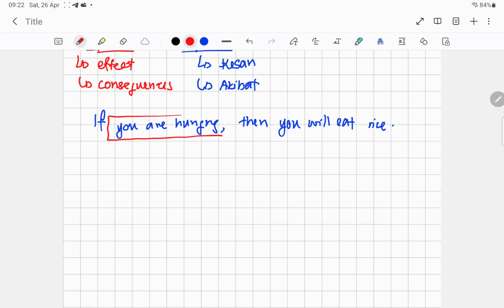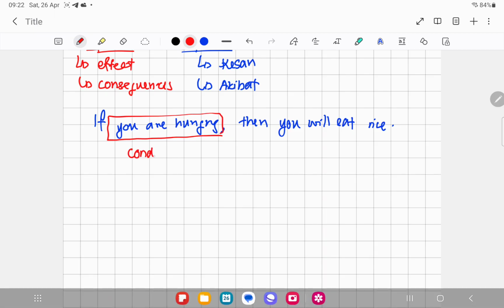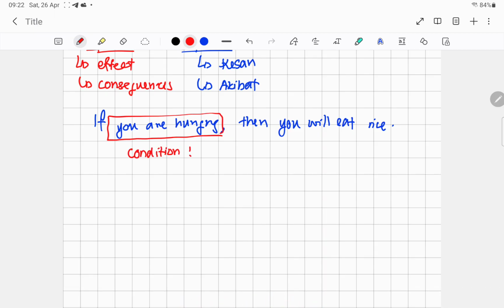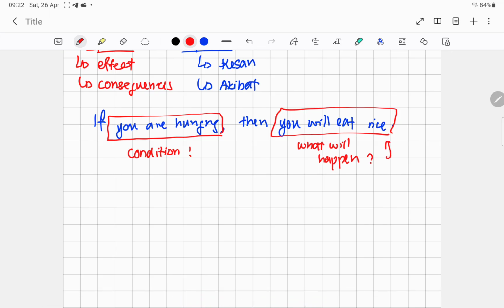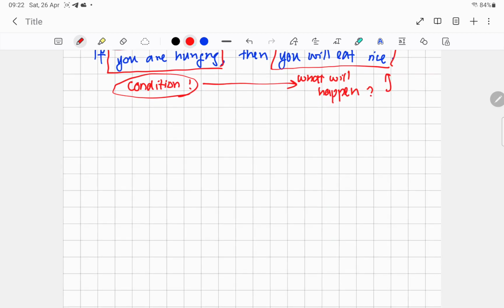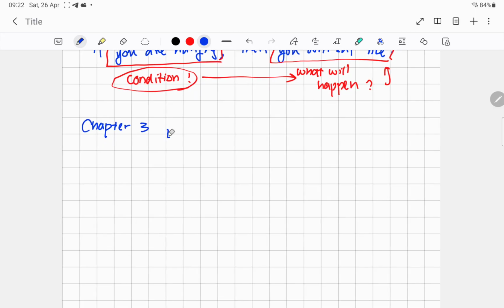So this is the situation, the condition you are having now. Imagine now you are hungry. So what will you do? What will happen? You will eat rice. So given a condition, you will need to tell what will happen. So implication we have in this chapter, chapter 3 logical reasoning.